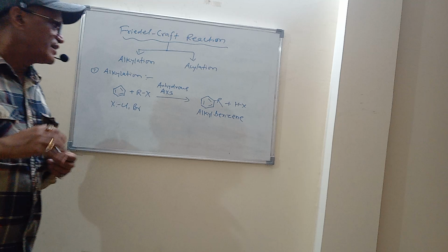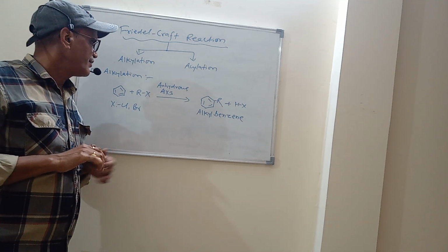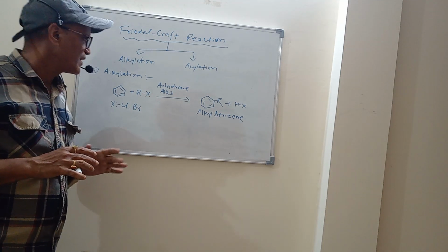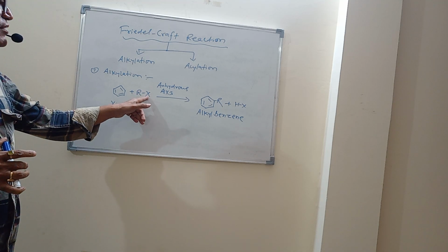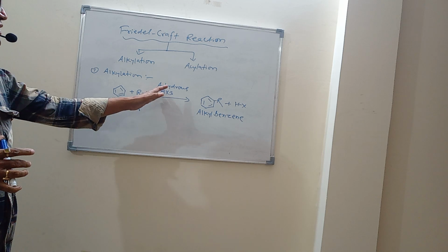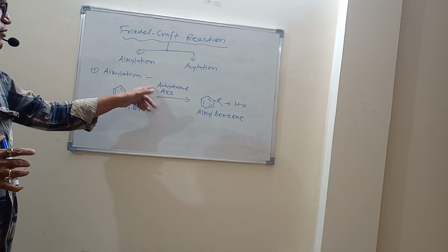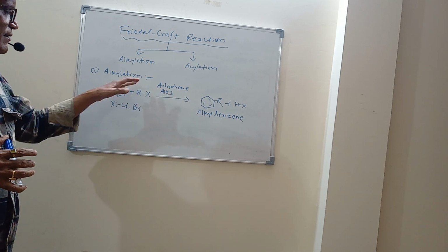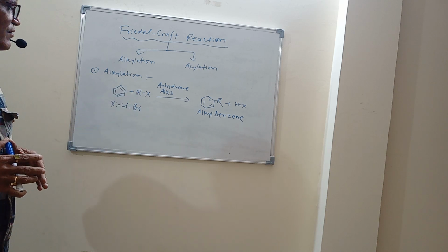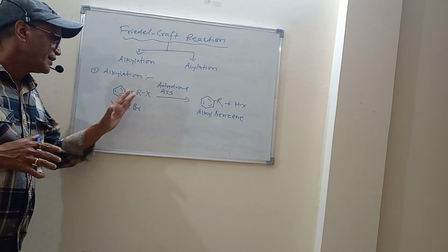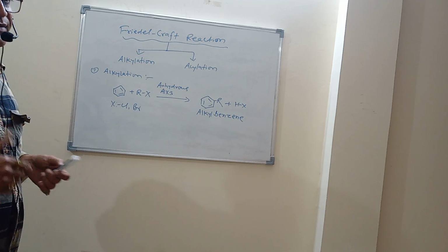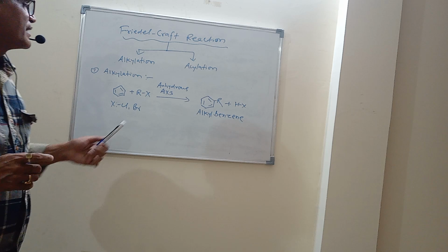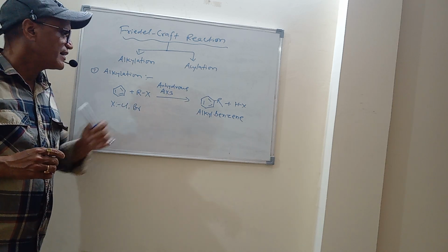Again, if we consider it from the mechanism point of view, the first step will be generation of the electrophile, and this carbon-halogen bond will be broken by this AlX3. It will pull the halide ion, and R+, that is an electrophile, a carbocation, will be obtained as an intermediate. If it is a methyl group, then methyl carbocation. If it is an ethyl group, then ethyl carbocation.